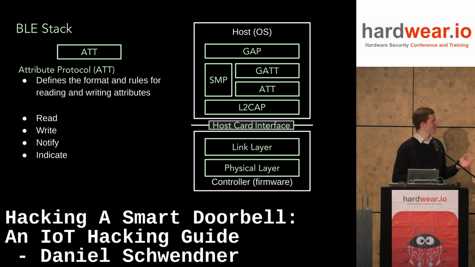But the most important ones are ATT and GATT. Now ATT is the attribute protocol, and it defines how you can write and access the data. On a Bluetooth server, you have your data, for example, your heart rate, and you want to access it. You need to read the data or write it and so on. And the ATT, the attribute protocol, defines the rules for how we can do that.